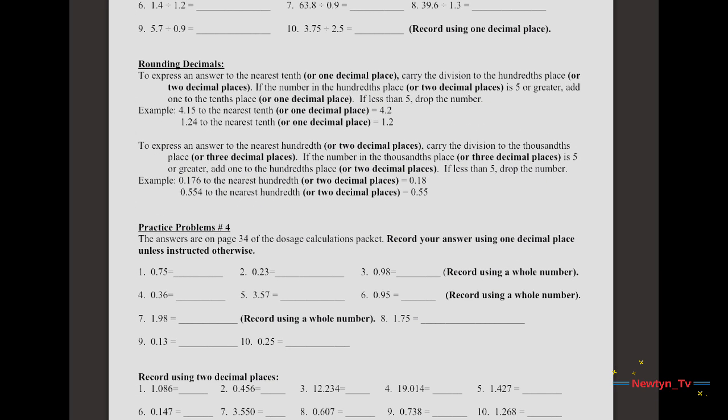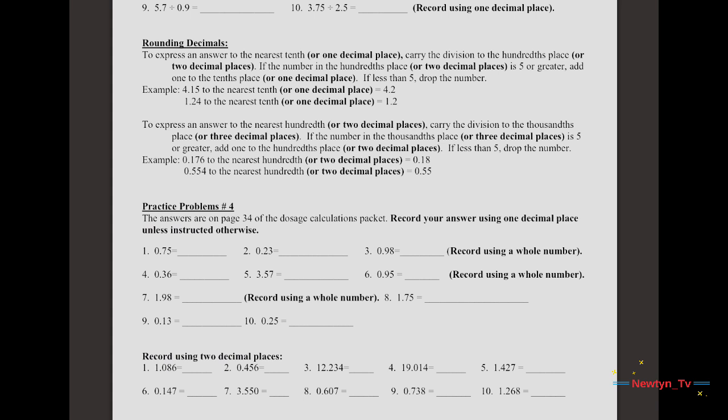Now let's look at some examples right here. So this problem right here is that we are going to record your answer using 1 decimal place, right? 1 decimal place. So let's look at 0.75. So in this 1 decimal place, 1 decimal place means we are going to look at this part.